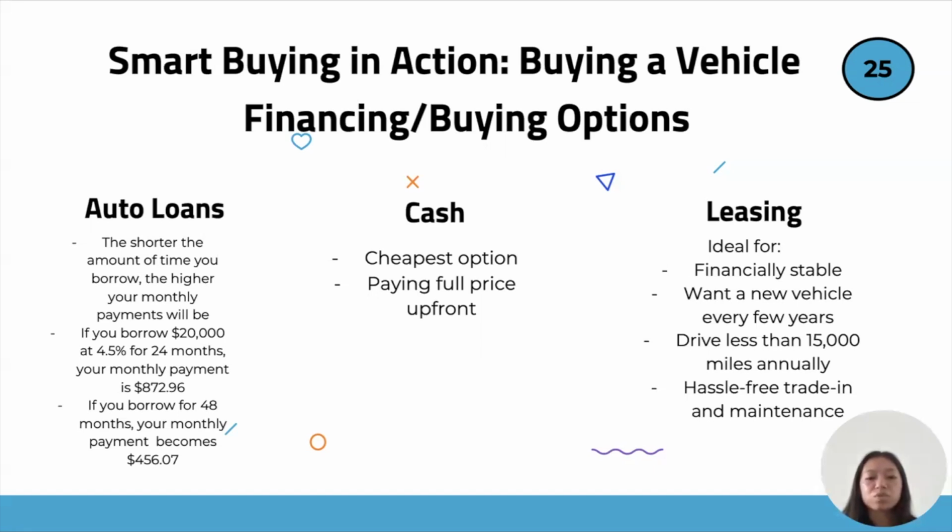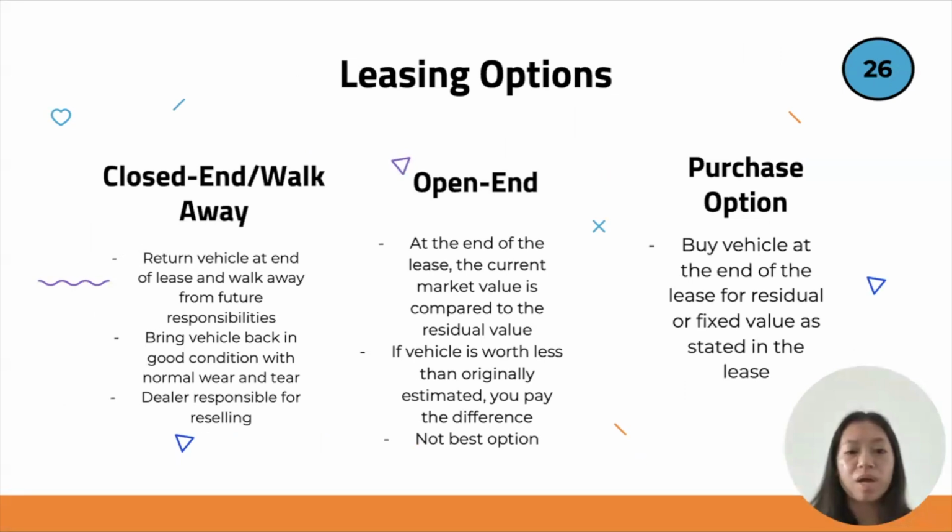Leasing is ideal for individuals who are financially stable, want a new vehicle every few years, drive less than 15,000 miles annually, and want hassle-free trade-in and maintenance options. Leasing options, a closed end or walk away, is where you return the vehicle at the end of the lease and walk away from future responsibilities. You bring the vehicle back in good condition with normal wear and tear, and the dealer is responsible for reselling.